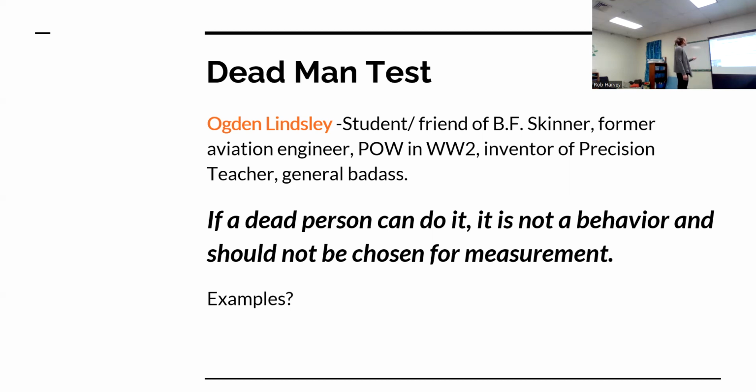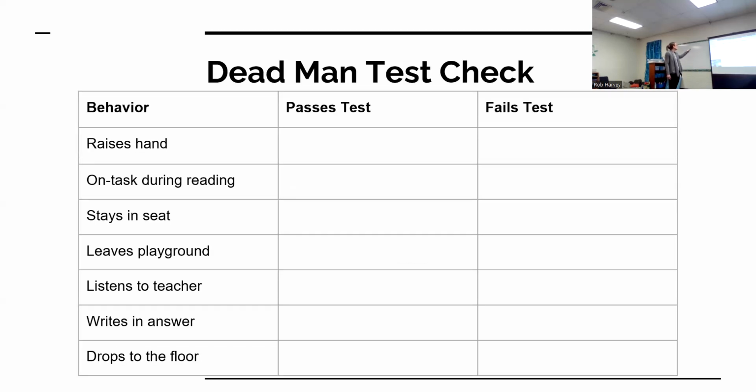So some examples of the dead man test. Let's look at some examples, and we can decide if it passes the test, if it could be targeted as a target behavior for intervention or not. So here we go. We have a behavior and does it pass or fail? Raise his hand. Does that pass the test or does that fail the test? Passes means we could target it, and fails means we should not target it.